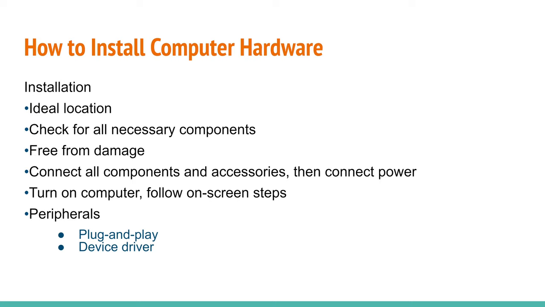How to install computer hardware. Installation: choose the ideal location, check for all necessary components, and make sure they are free from damage. Connect all components in a steady order, then connect power and turn on the computer. Follow the on-screen steps. Peripherals: plug in the device. Devices need a device driver.